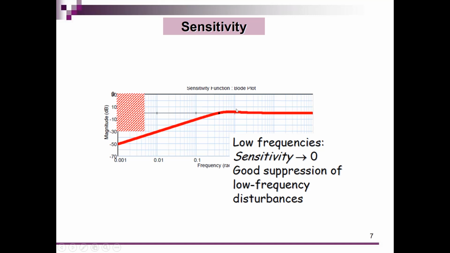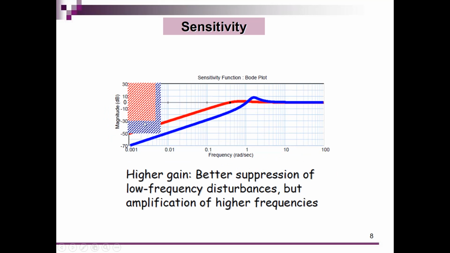So again, what we've seen is that sensitivity is an expression of how well disturbances, especially in a low frequency area, are suppressed. And when we have a higher proportional value, we have seen that the suppression for low frequencies is even better, but we get a higher amplification in this area. So we have to make sure that there is no noise in that area, because the disturbances are amplified over here.